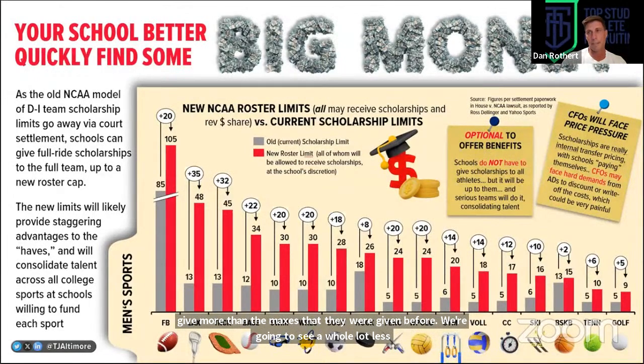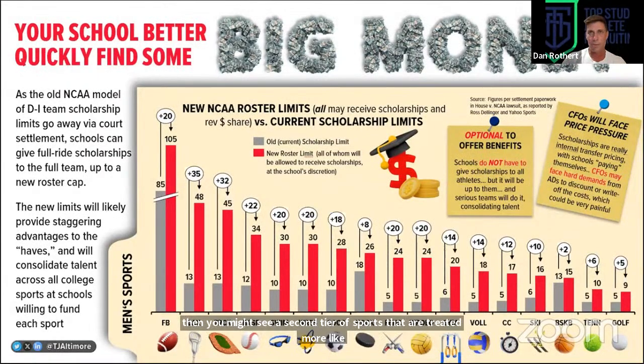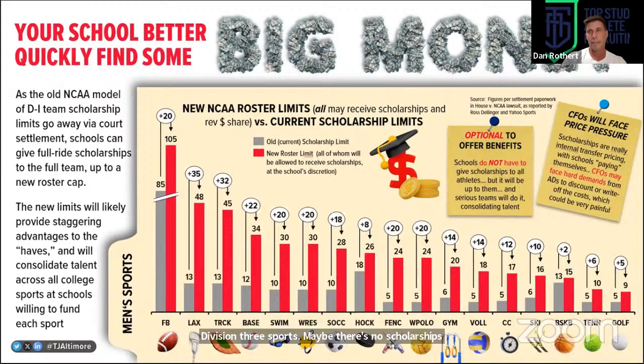We're also going to see some tiering of sports, where we might see football, basketball, maybe volleyball and baseball as tier one sports, and they get full scholarships, as many as the NCAA allows. And then you might see a second tier of sports that are treated more like Division III sports. Maybe there's no scholarships involved.